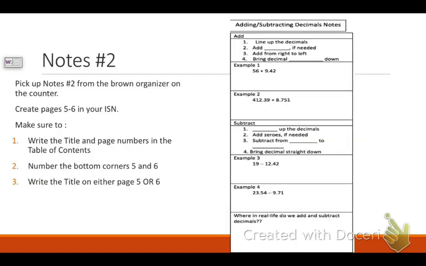And here we go. Our very first part is you should have notes. Number 2, you need to go to your interactive student notebook, and you need to create pages 5 and 6. You're going to write the title and the page number in the table of contents, and that's something we haven't talked about yet, so don't worry about that yet. But you're going to go and number these at the bottom of your paper, 5 and 6, and you're going to write the title on page 5, just like we did on pages 3 and 4 and 1 and 2, okay? All right, and these are the notes that you should have with you right now. They're over in the brown organizer by the window.